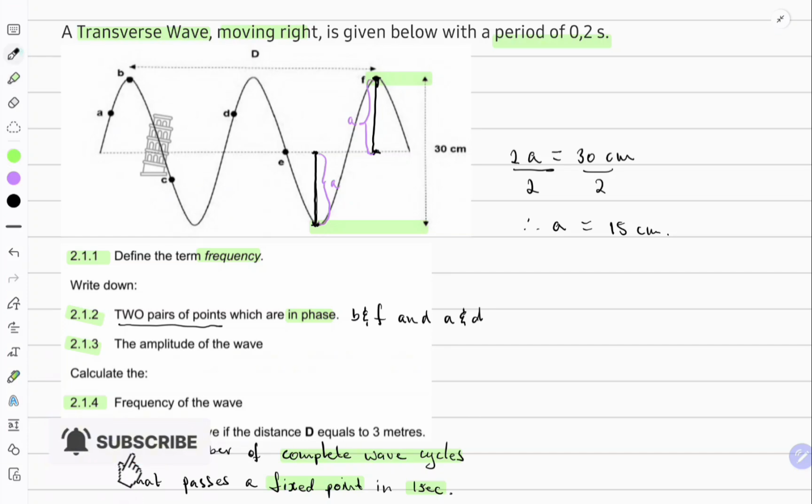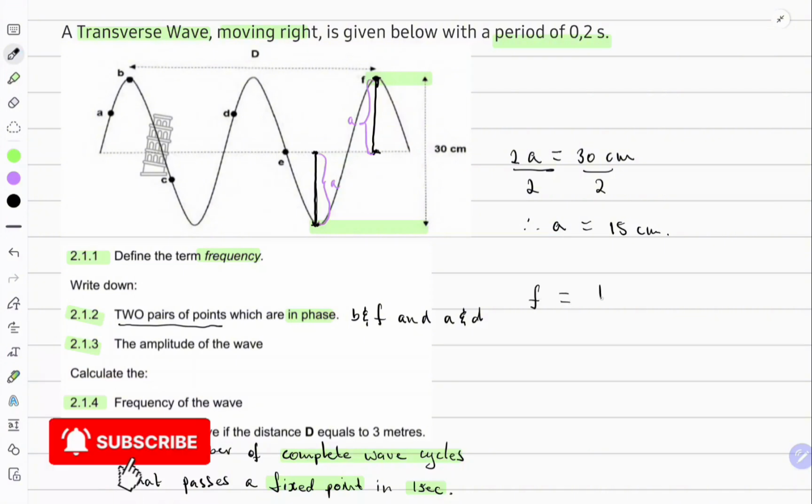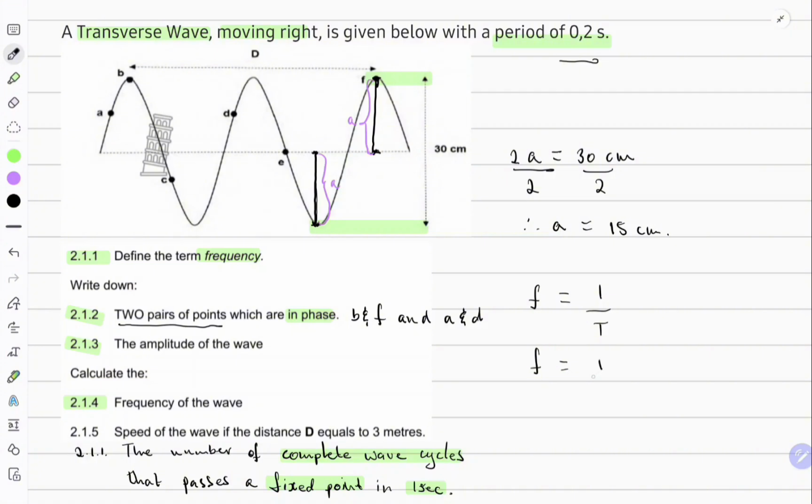So there's a formula that can help us find the frequency, and the frequency is equal to 1 over the period, and we are provided with a period which is 0.2 seconds. So therefore the frequency is equal to 1 divided by 0.2, which is equal to 5 hertz. So the frequency is 5 hertz.